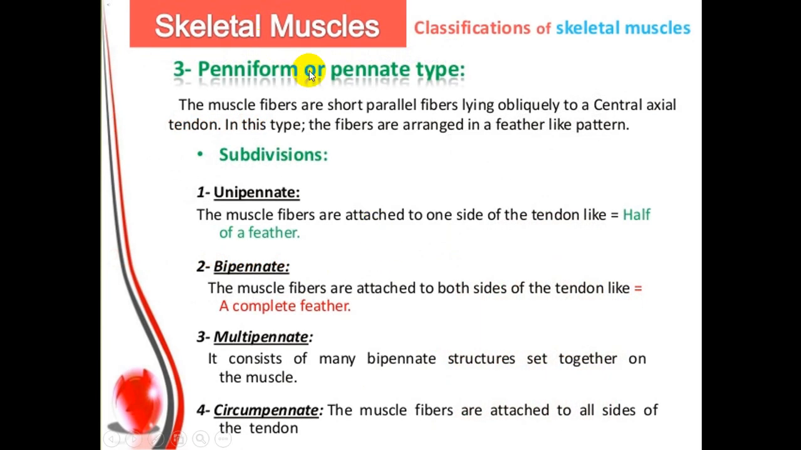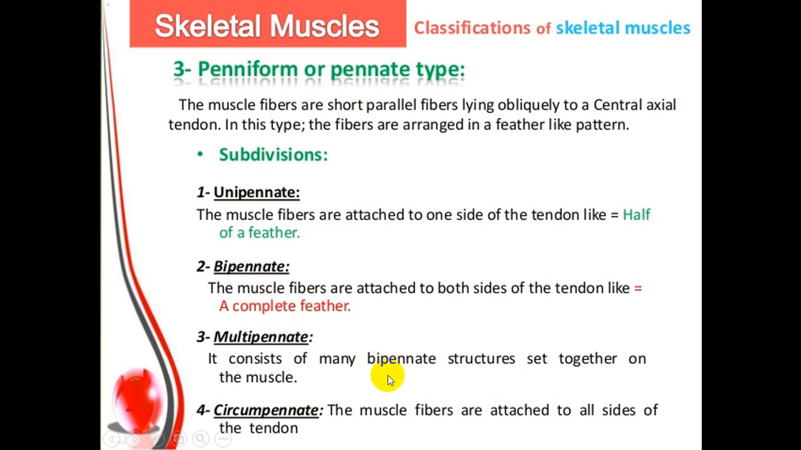Pinnate or penniform muscles are those which appear to have a feather-like pattern. The muscle cells are grouped in bundles or fascicles that are lying at an angle with the long axis of the muscle. So they are responsible for producing contraction with power. They are further divided into four categories. The half feather-like muscle is known as unipennate or semipennate muscle, and we have bipennate, a complete feather.